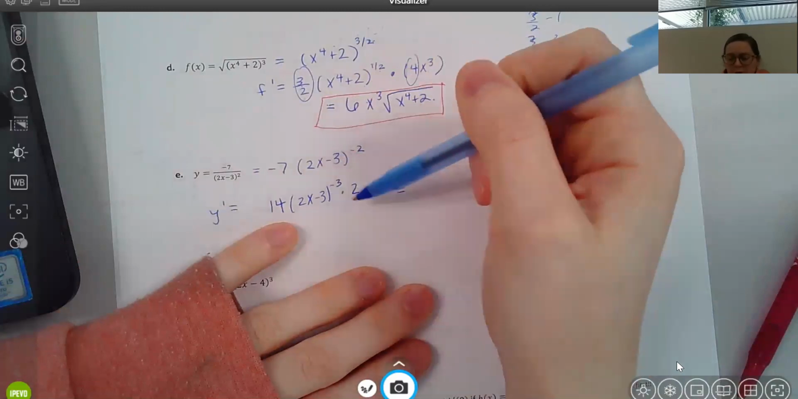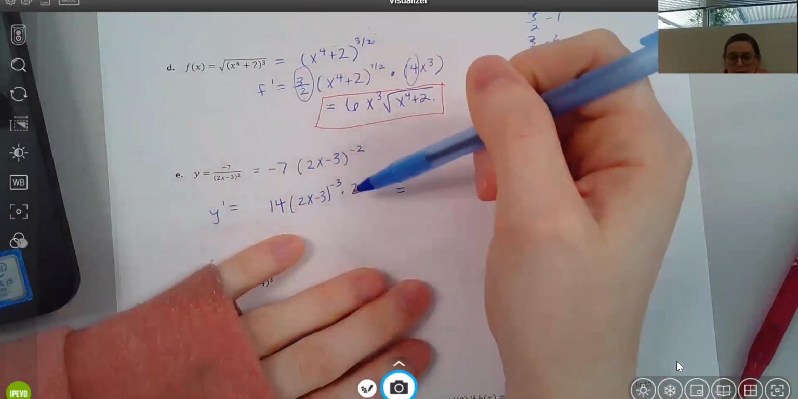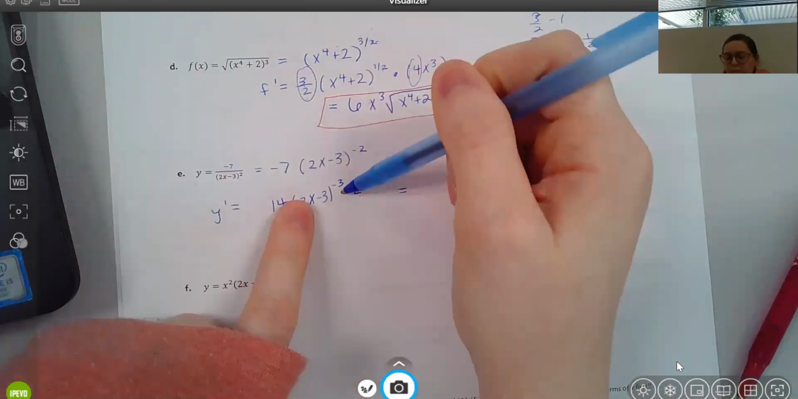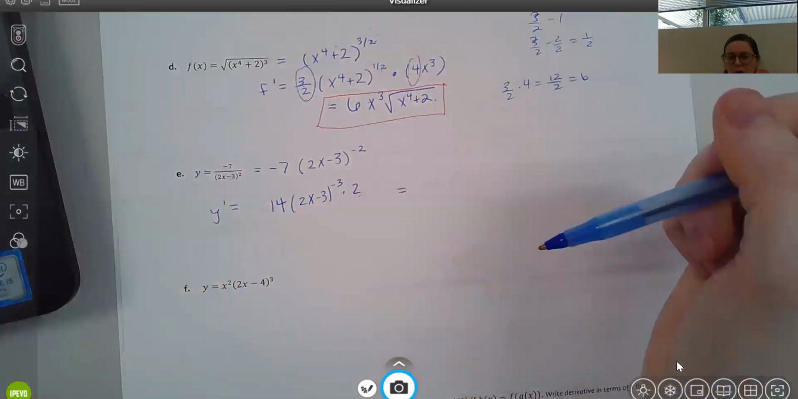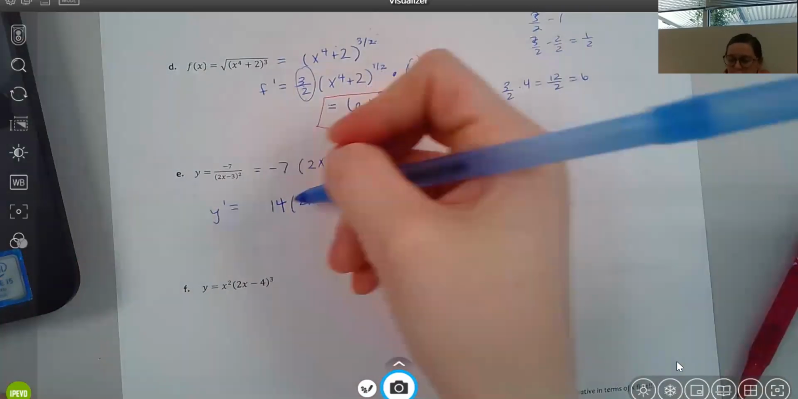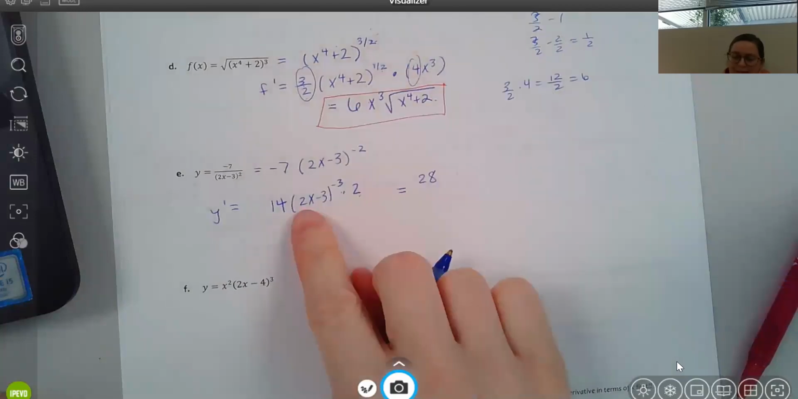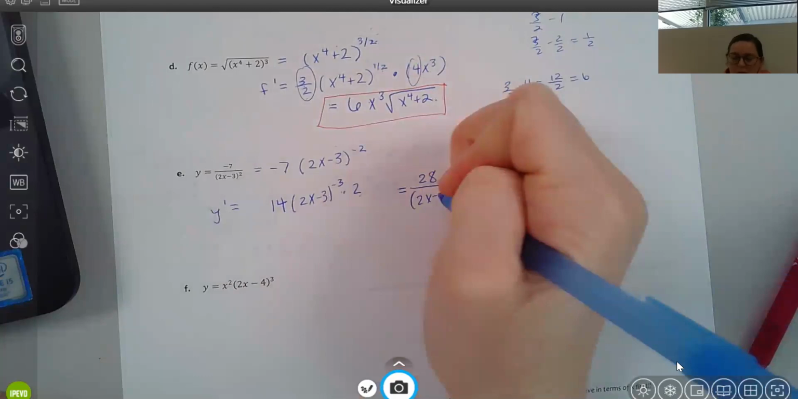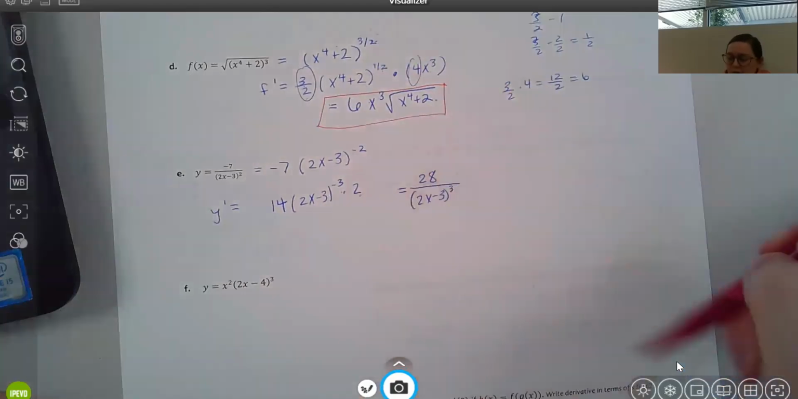If you're like, where did that 2 come from? Remember, chain rule is derivative of the outside, leave the inside alone, then multiply by derivative of the inside. Derivative of 2x minus 3 is just times 2. Cleaning this up, 14 and 2 can just become 28. And then 2x minus 3 to the -3 power means 2x minus 3 cubed, but in the denominator. And there's your derivative.